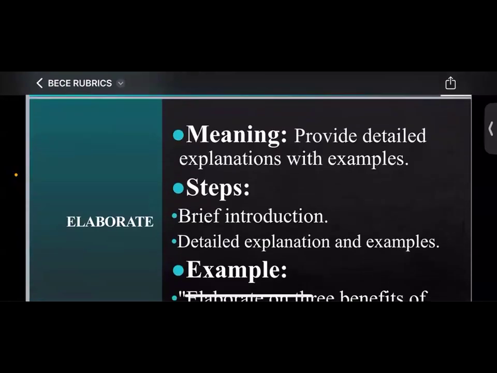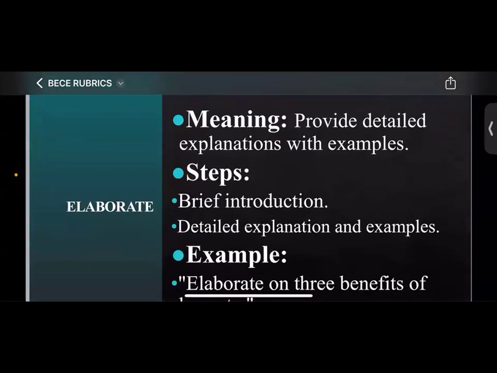All right. Elaborate. Elaborate meaning you provide detailed explanations with examples. It has to be very detailed and with examples. Where you cannot get an example, you can create or set up a scenario, or you can even talk about a short case study, something that is happening. You can use it as an example to buttress your point.